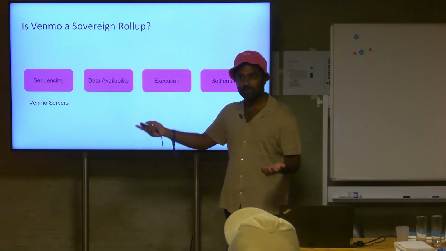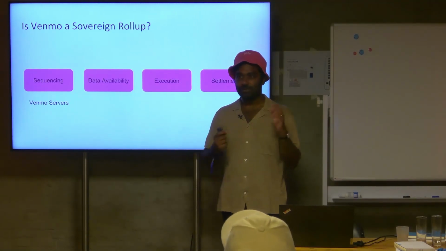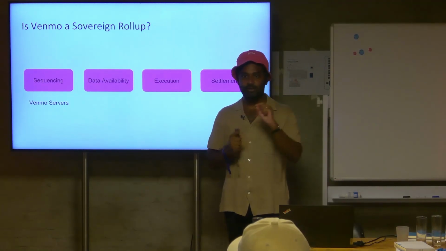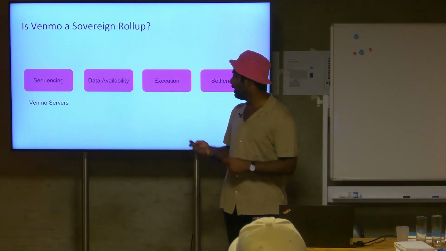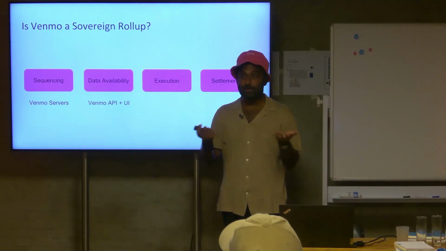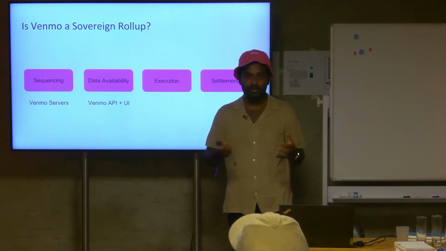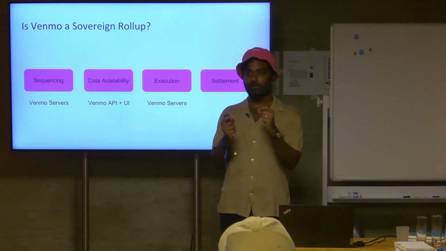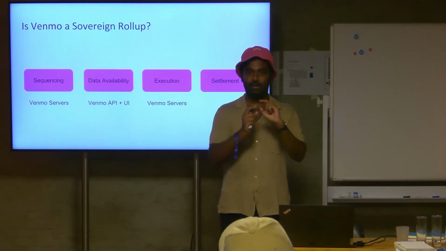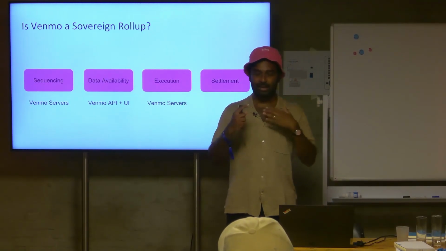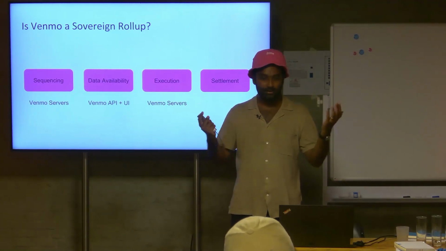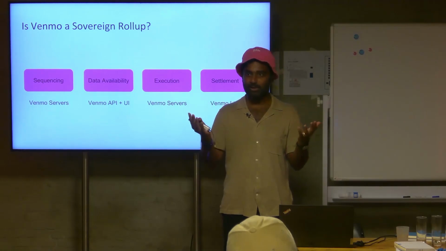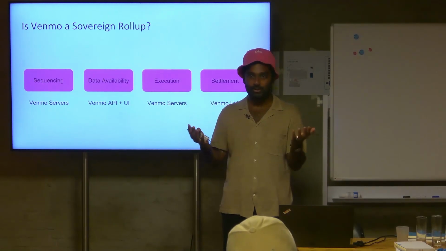There is a sequencing aspect of Venmo. There are Venmo servers. They'll order transactions, like I'm trying to send my friend $1, and my friend's trying to send someone else $2. It'll order those transactions. It does make the data available. There's an API and a UI. You can go observe this data. It's accessible to anyone. There is execution. There is some type of, I want to send my friend $1. There is some state transition that happens. I have one less dollar, they have one more dollar. It's a totally valid state machine. And there is settlement. Whatever Venmo Limited, the company, says, that's how many dollars you own. That's how many dollars you owe on Venmo.